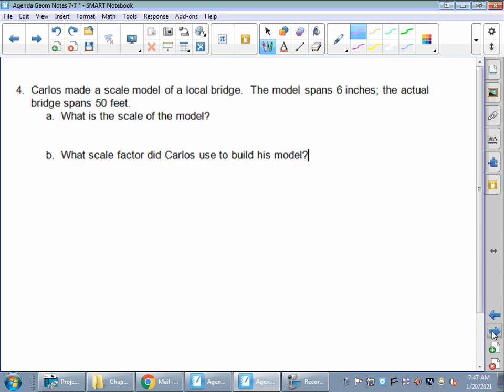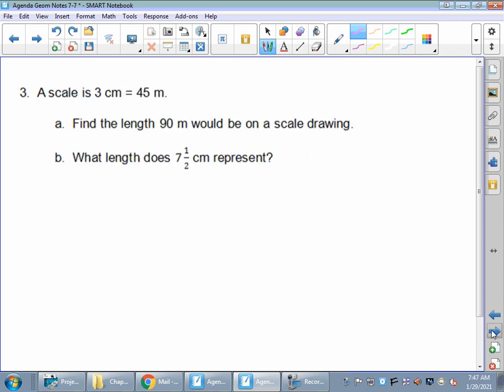Let's jump down to over here. This one? A scale is 3 centimeters to 45 meters. Find the length that 90 meters would be on a scale drawing. And what does the length 7.5 centimeters represent? So no scale factor here, just a scale of 3 centimeters to 45 meters. Technically, I should have simplified that. I don't know if you notice.